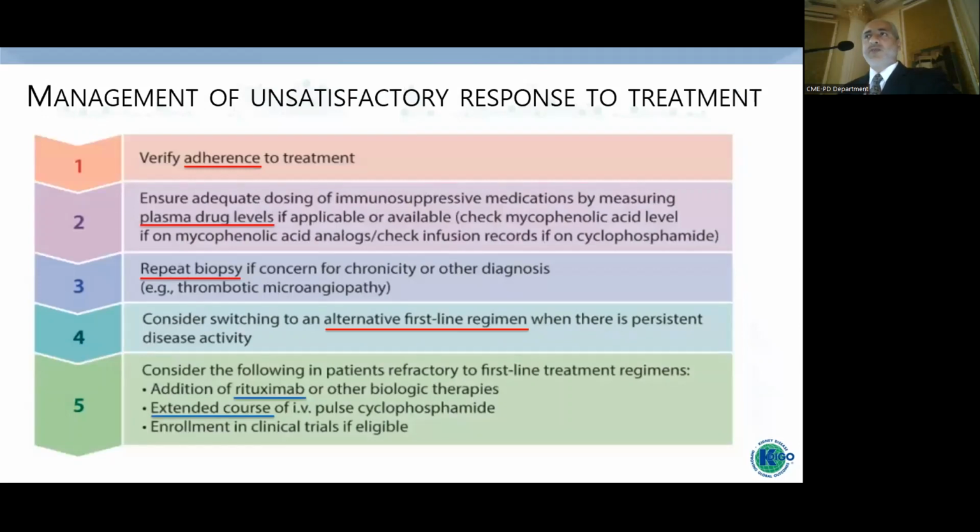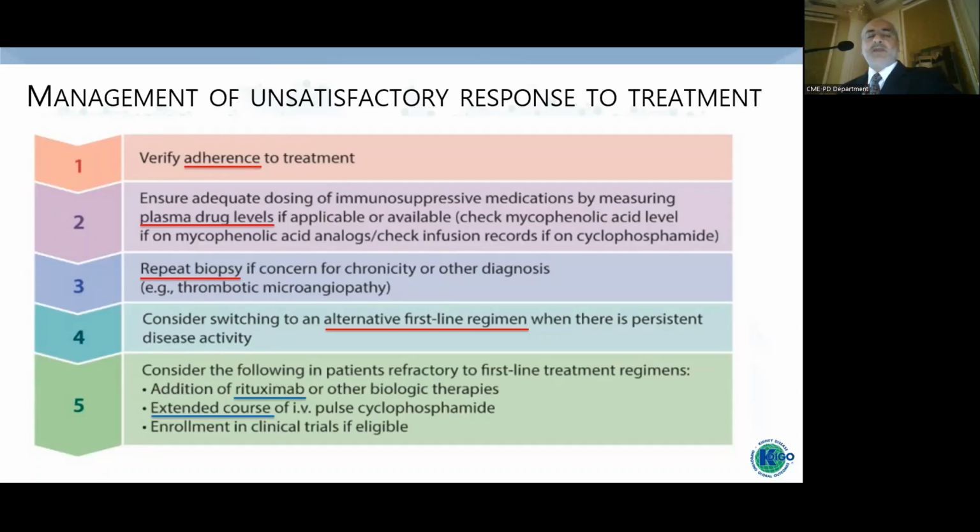Management of this unsatisfactory response or resistance to treatment: we have to review if the patient is adherent to his treatment protocol. Some patients are not adherent because of side effects of treatments. Some patients are not tolerating MPA. We usually start MPA with steroids for patients with lupus nephritis, but patients sometimes get GI side effects and become non-adherent. These patients should be shifted to IV cyclophosphamide for short term to avoid this non-adherence problem.